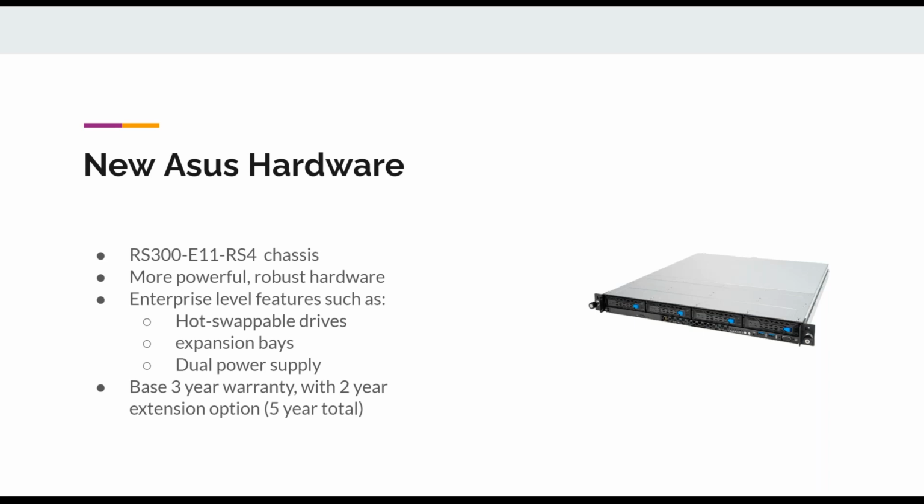We also have expansion bays, so some of our newer customers were able to throw in a fiber card or other supported cards. It also has a dual power supply. Something I didn't put on the slide that is worth noting is the previous Supermicro did have a TPM for encryption of data at rest, but the new TPM that we have is listed on the FIPS list.